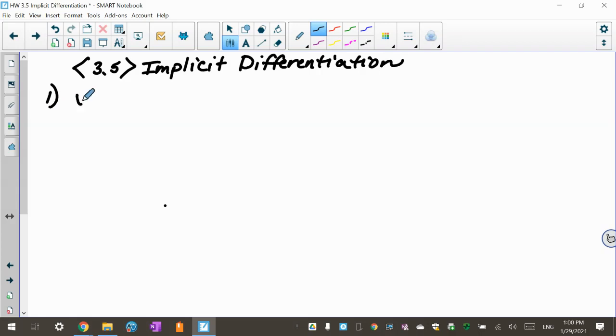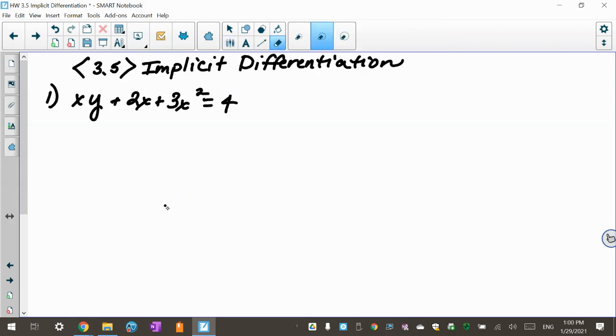And number one is xy plus 2x plus 3x squared equals 4. So what this question wants you to do is to actually do the differentiation implicitly and then do it explicitly and see if they match or if you get the same solution. So this one's easy to kind of do. It's a good start. I notice right here, this is the product rule. So this is my f and g.